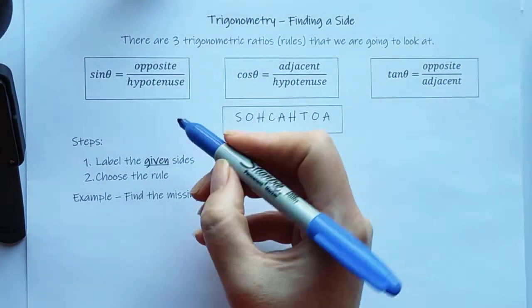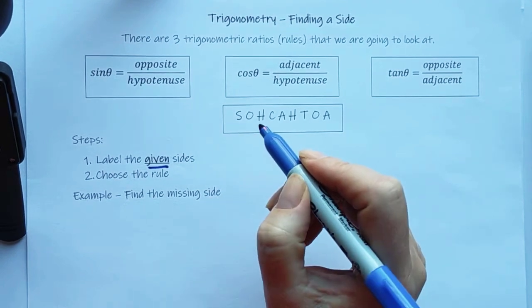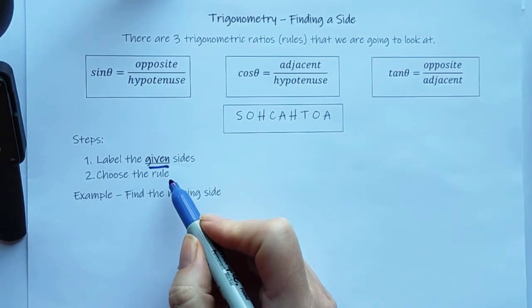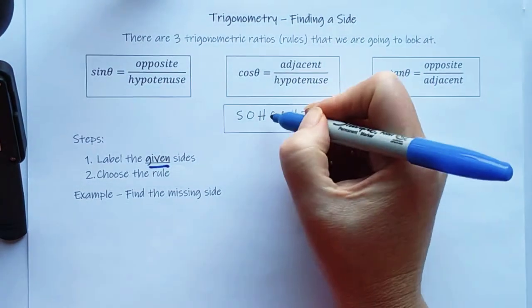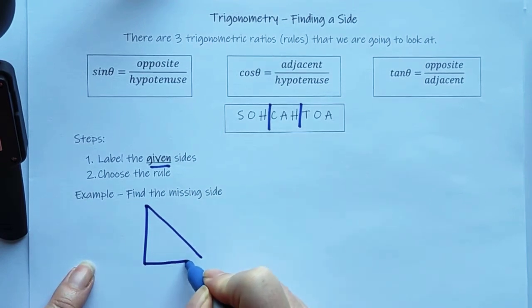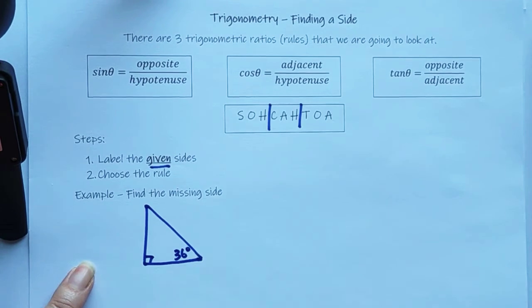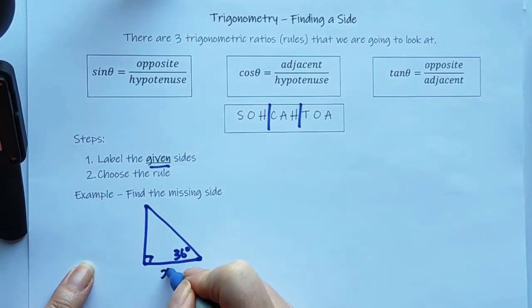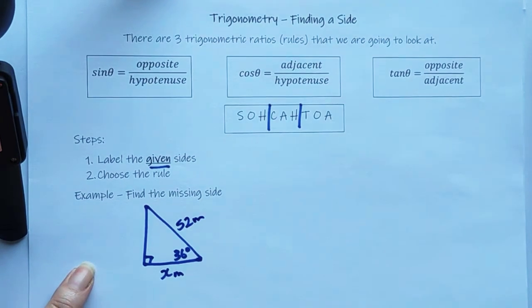We're going to label the given sides. So not all the sides, just the sides we've been given information about. That will let us choose the rule, and then we can just simply work through and get our answer. So if we've got a triangle like this one here, and we've been told this time that one of the angles is 36, and we've been told that we're missing this side here, but this side is 52 meters.